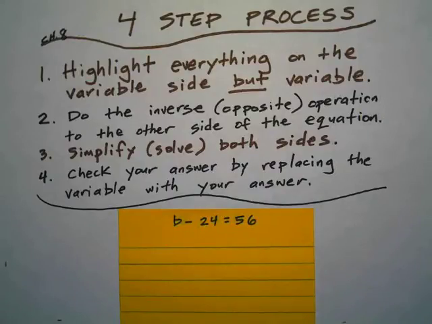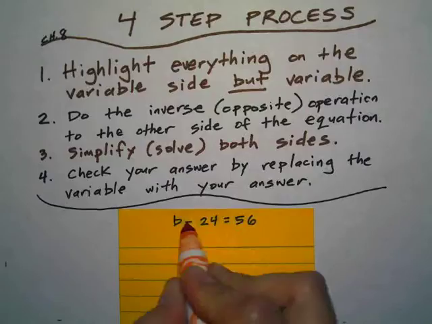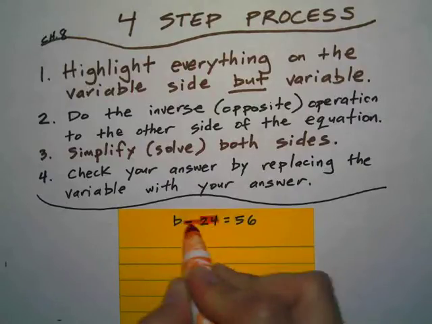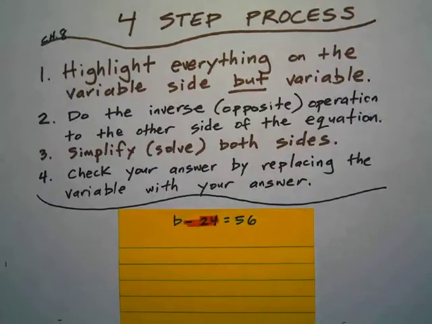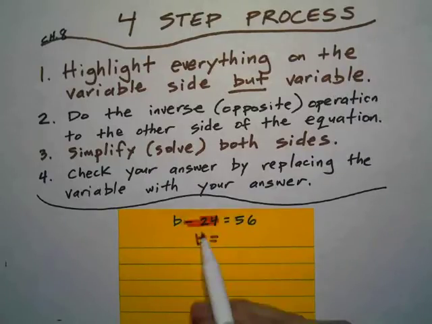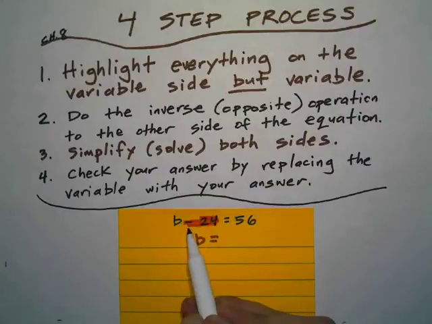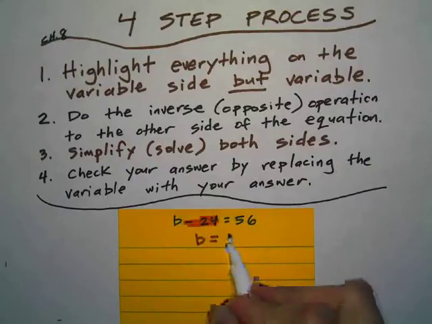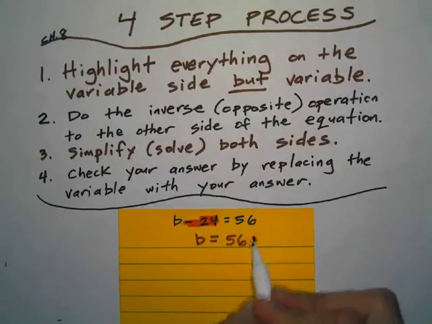with subtraction. First step, highlight everything on the variable side but the variable. So we're going to highlight minus 24. It isolates our variable b and also identifies what we need to do in step 2. We need to do the inverse of subtraction, which is addition, on the right side of the equation.